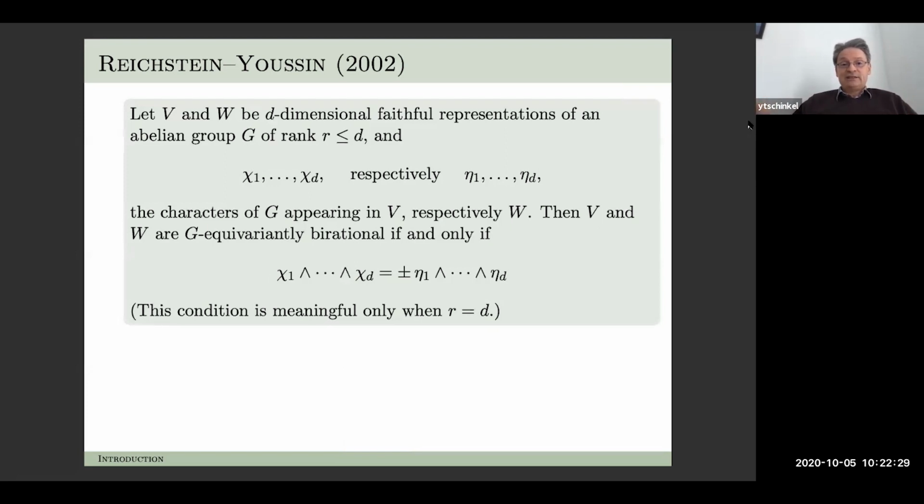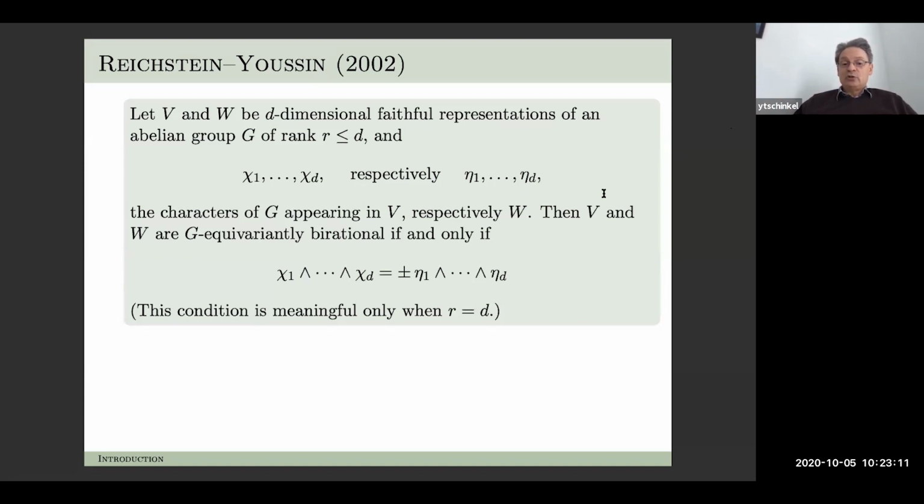Another important result I want to mention by Reichstein and Youssin concerns actions of abelian groups, namely linear actions. So suppose we have a d-dimensional faithful representation of some abelian group, like 2 of those. So we can look at characters of G appearing in one and in the other, so eigenvalues. So then the theorem is that V and W are equivariantly birational if and only if the determinants are equal up to plus minus 1.